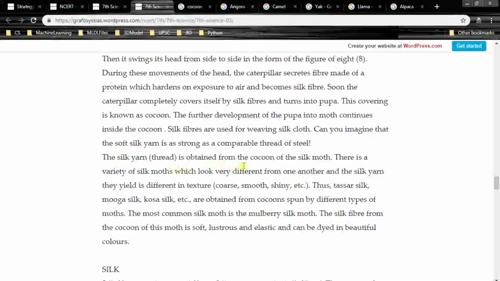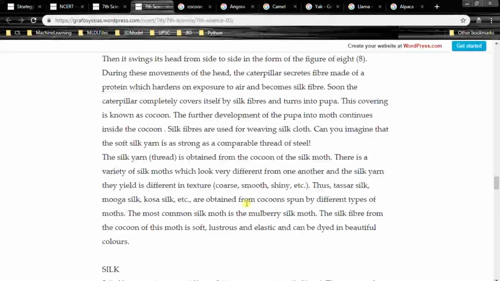The silk yarn is obtained from the cocoon of the silk moth. There is a variety of silk moths which look very different from one another, and the silk yarn they yield is different in texture: coarse, smooth, shiny, etc. Thus tussar silk, muga silk, kosa silk, etc. are obtained from cocoons spun by different types of moths. So different types of moths produce different kinds of silk.